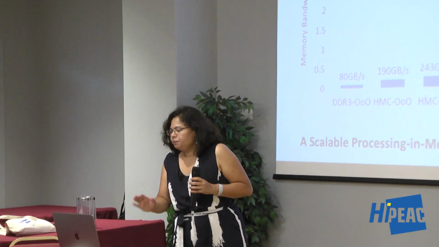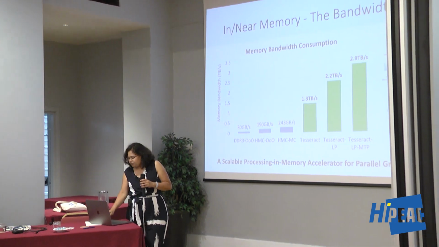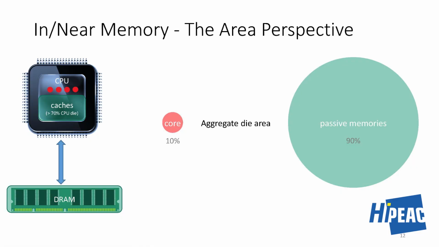All right. So far we did energy and bandwidth, right? There's one more very important aspect to near and in-memory processing, which is area. So let's take a look at that.